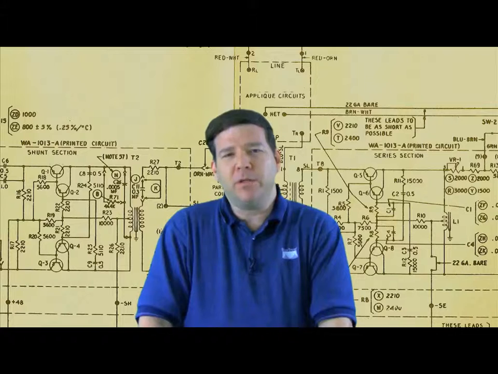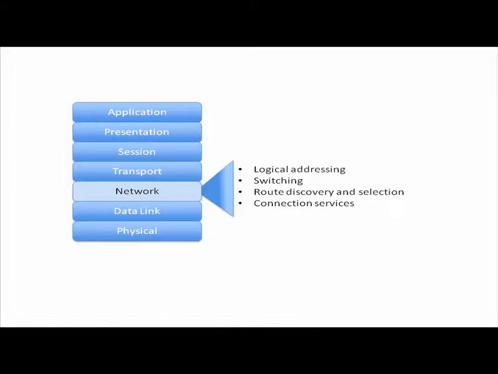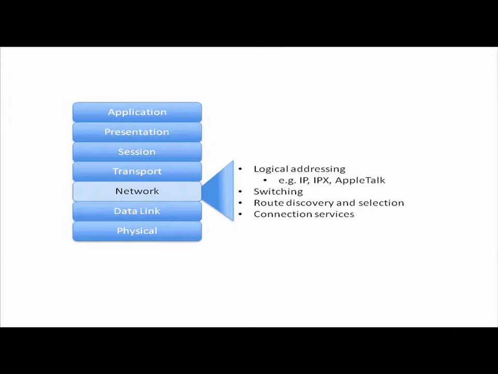And at layer 3, we're concerned about several things that a lot of people don't always think of. Check out this graphic. Notice at layer 3, we're concerned with logical addressing, switching, route discovery and selection, and connection services. Logical addressing, that's what a lot of people think of at layer 3 because it's here where we logically assign a network address. We've got different routable protocols like IP, that's the one that we typically use in most networks today. IP, that's the Internet Protocol.